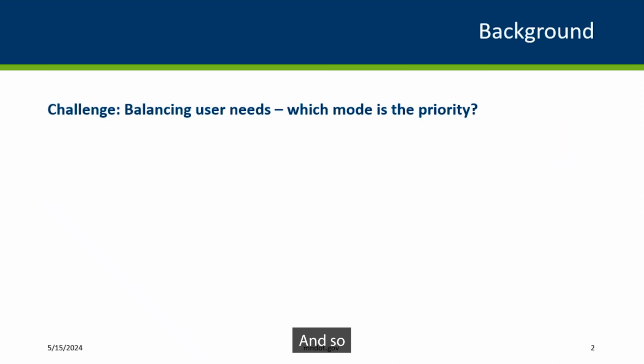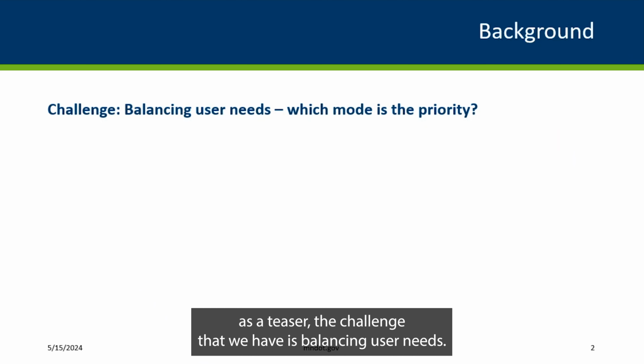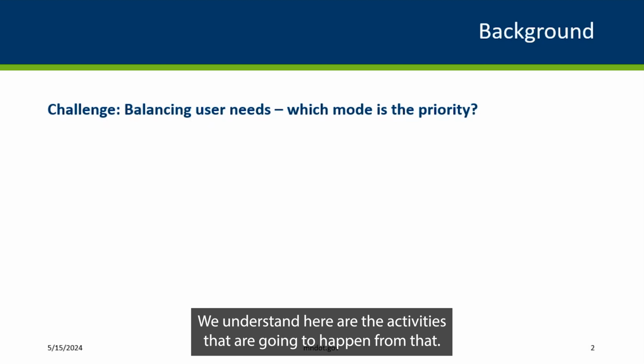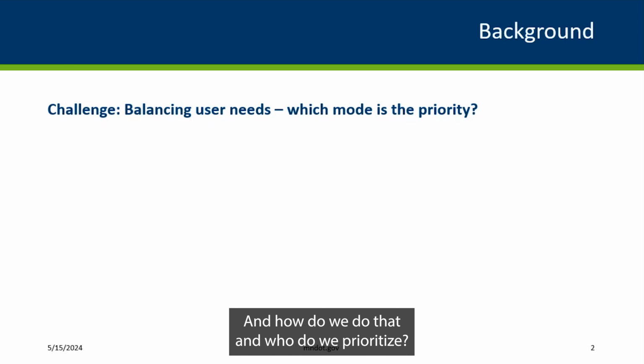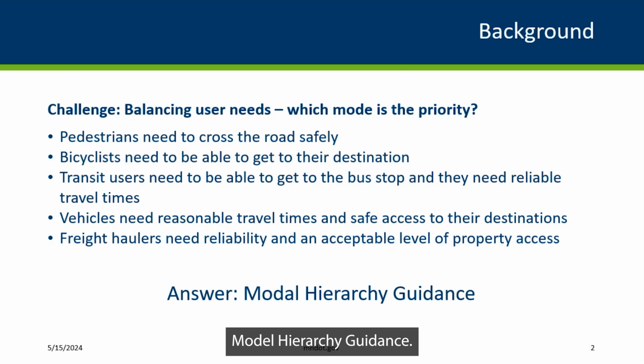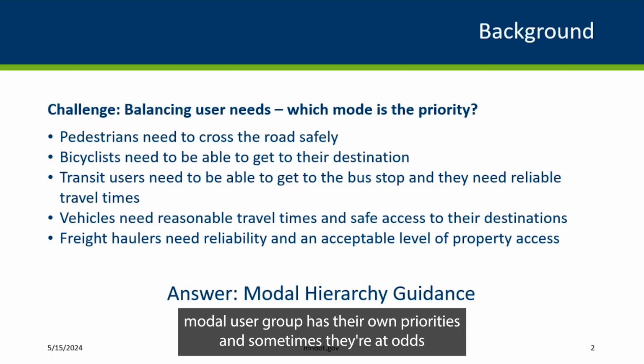As a teaser, a challenge that we have is balancing user needs. That's what we're asked to do: based on context zones, we understand here are the activities that are going to happen, and now we need to take that and come up with a balanced design. How do we do that? Who do we prioritize? The answer is modal hierarchy guidance. Each modal user group has their own priorities, and sometimes they're at odds.